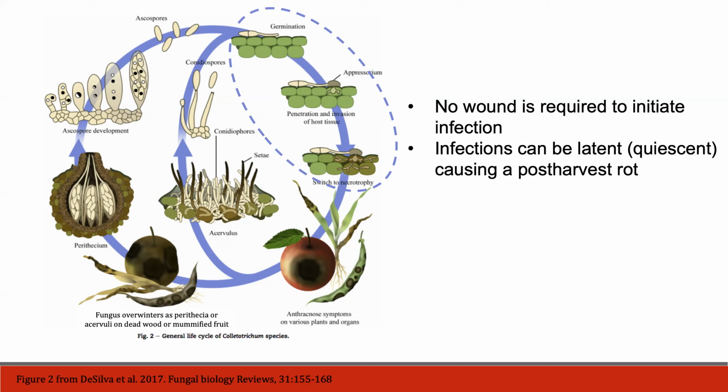Colletotrichum acutatum and Colletotrichum gloeosporioides can also enter a latent period or a quiescent period. In this case, the pathogen remains dormant and no symptoms develop. The transition from the latent phase to the disease development phase is not well understood, but physiological changes during ripening and storage are thought to trigger disease development, resulting in post-harvest storage rot.